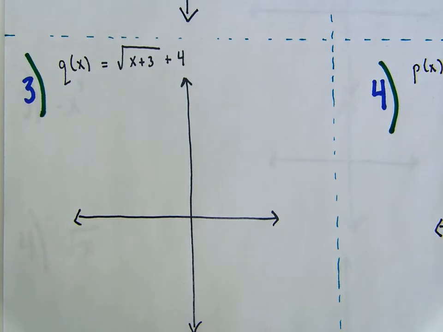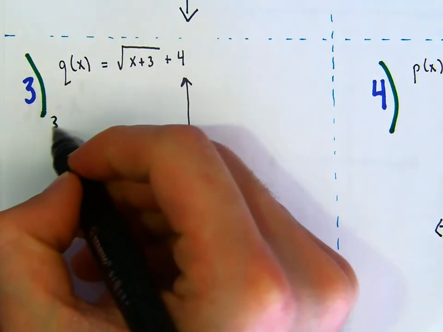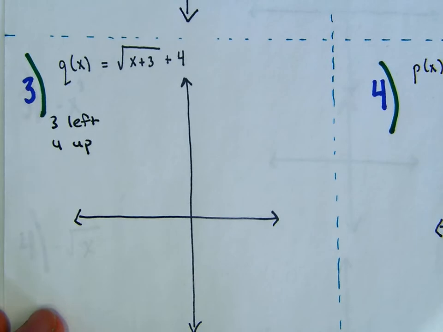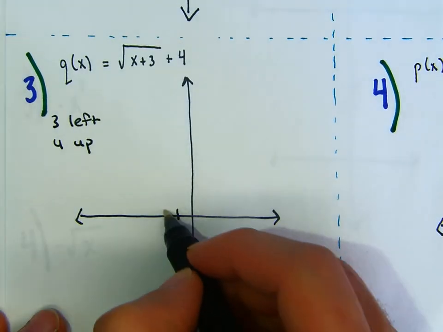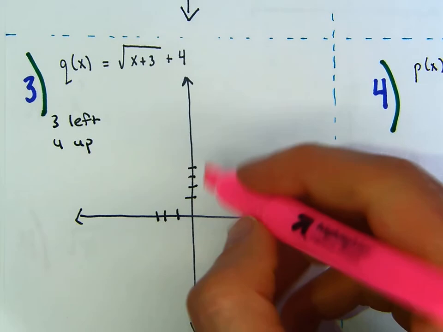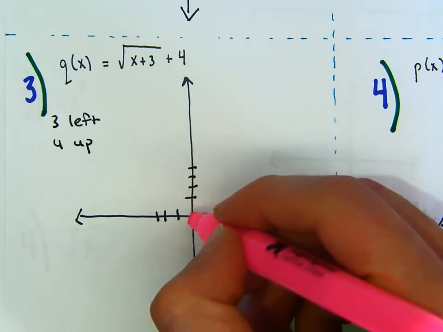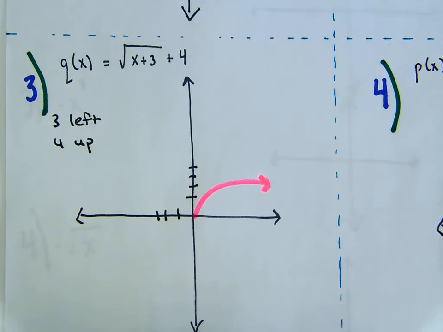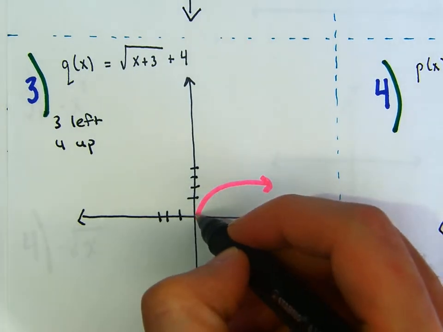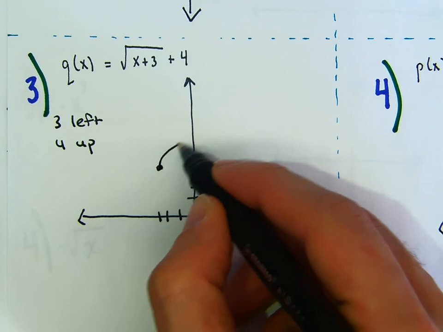Square root of x plus 3. This is going to be 3 left, 4 up. Right? So it's going to be 1, 2, 3, 1, 2, 3, 4. So remember, the original square root of x looks something like this. That's the original. And the transformed version here will just be 3 to my left, 4 up, and something like that.